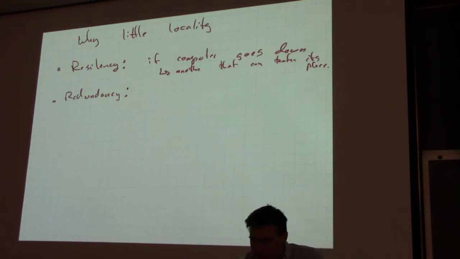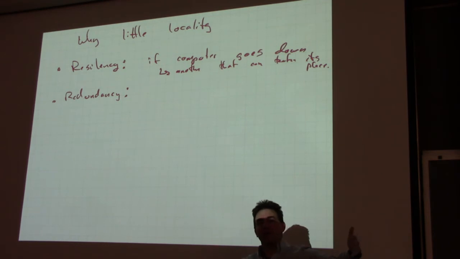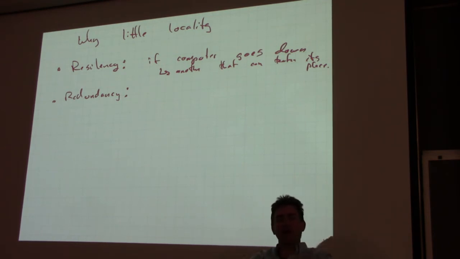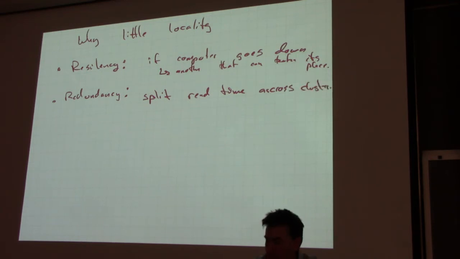Okay. Then there's the other thing with redundancy: if I have a huge data set and I only want to look at part of it, then I can read part of it on each different computer and send that back to a main server. I don't need to read through the entire hard disk on one computer. I can basically split the read time across the cluster. So I can read stuff in parallel, right?